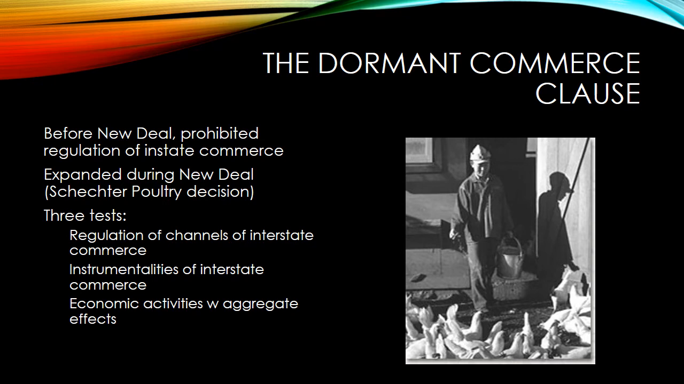Over time, the court has developed a three-category framework for analyzing Congress's power under the Commerce Clause. A regulation is constitutional under the Commerce Clause if it regulates interstate commerce, that is, commerce between two states; instrumentalities of interstate commerce, so things like buses, trains, trucks; and the third is an interesting one, economic or commercial intrastate activities that in the aggregate have a substantial effect on interstate commerce. So what do I mean by that? Let me give you an example.